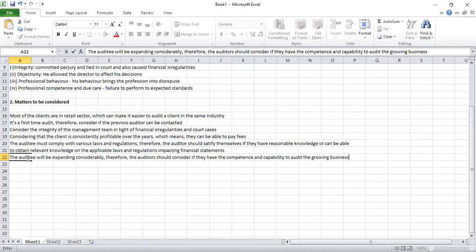Maybe if they now have branches in all provinces, you might need to travel to all those provinces. Instead of 3 auditors, you might need 4 or 5 auditors. So considering our other commitments, our resources and the personnel that we have, are we able to audit them?